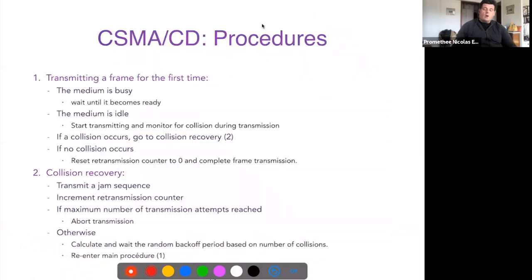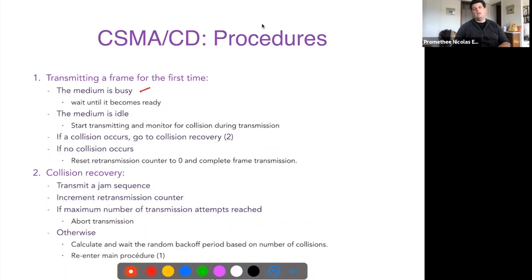So let's go through the different phases again. First, I need to transmit. I listen. If it's busy, too bad, I need to wait. So how can I make sure that it's actually going to become idle? Because a frame has a maximal size, hopefully. Otherwise, I could be waiting for a very long message. So hopefully the frames are around 1500 bytes, so it's limited. When it becomes idle, I start transmitting right away. And while transmitting, I need to compare what I'm transmitting with what I'm receiving.